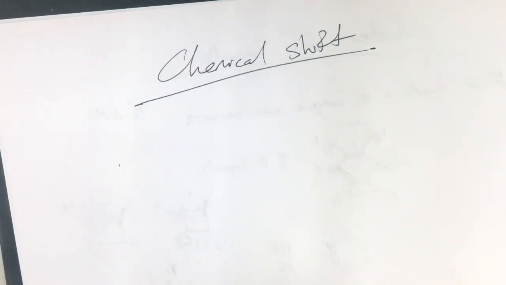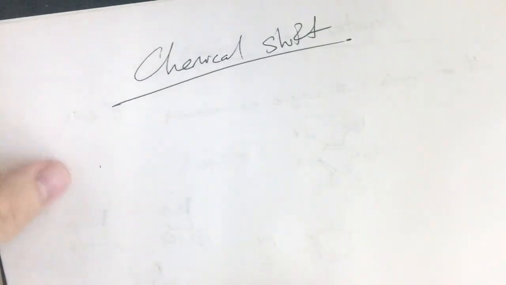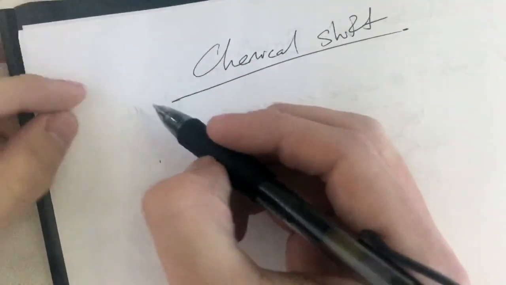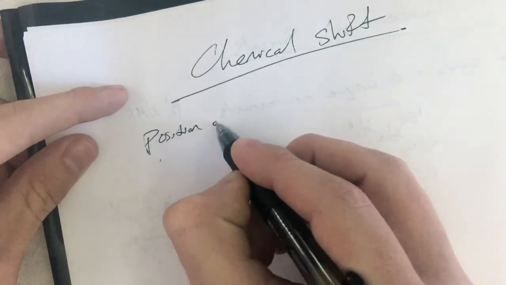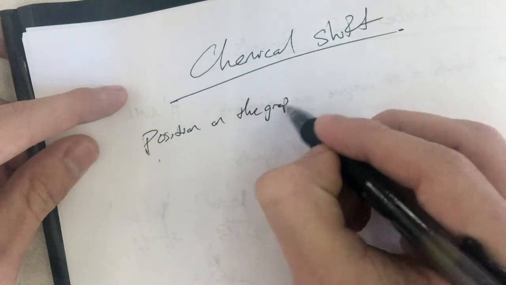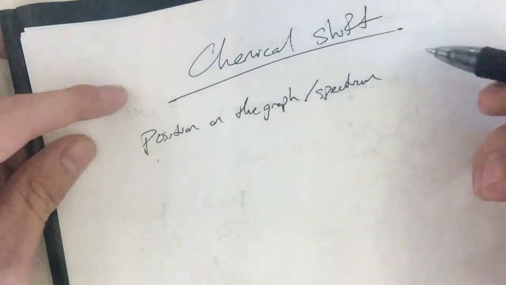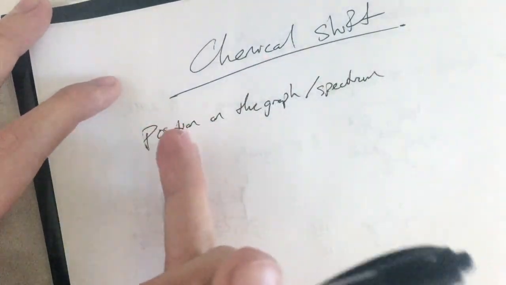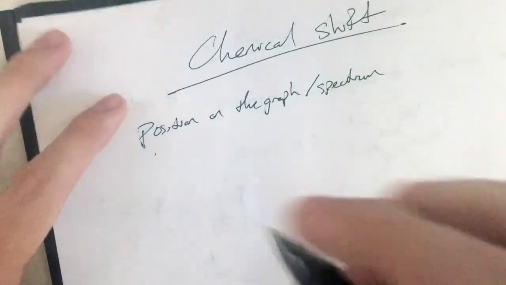Another one of the underlying concepts when it comes to NMR is chemical shift. So really, all of this is saying is the position on the graph or spectrum. And again, the position will tell you how what's called shielded or deshielded.